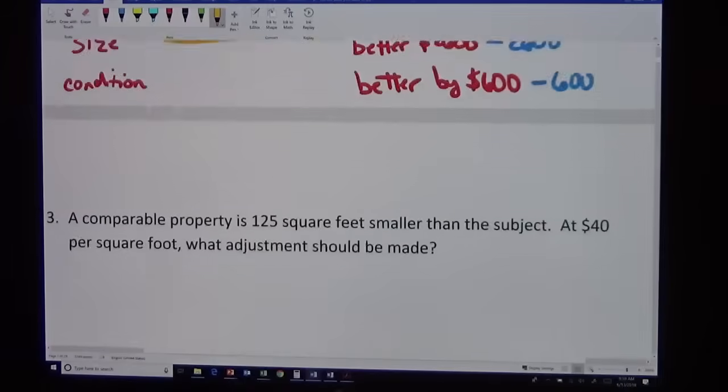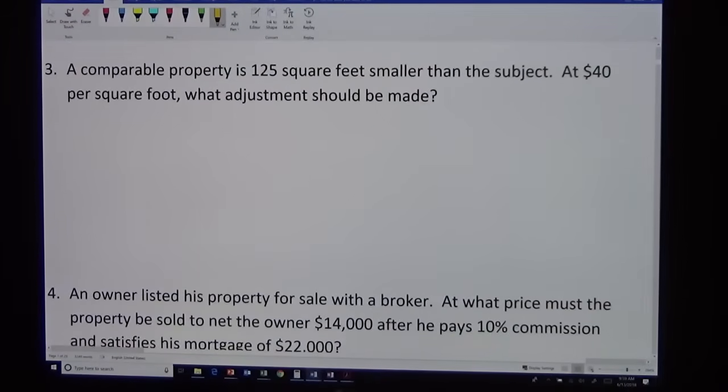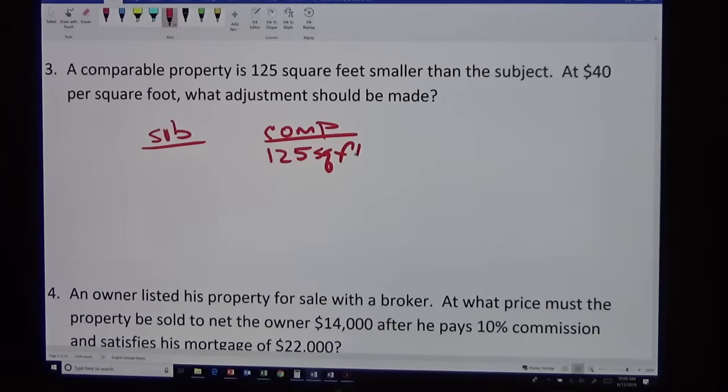All right. Moving on to number 3. Number 3 is a very straightforward, simple one. It says a comparable property is 125 square feet smaller than the subject. At $40 per square foot, what adjustment should be made? So, again, you can write down, if you still struggle with adjustments at all, subject, comparable, and here's what we know about the comparable. The comparable is 125 square feet smaller.